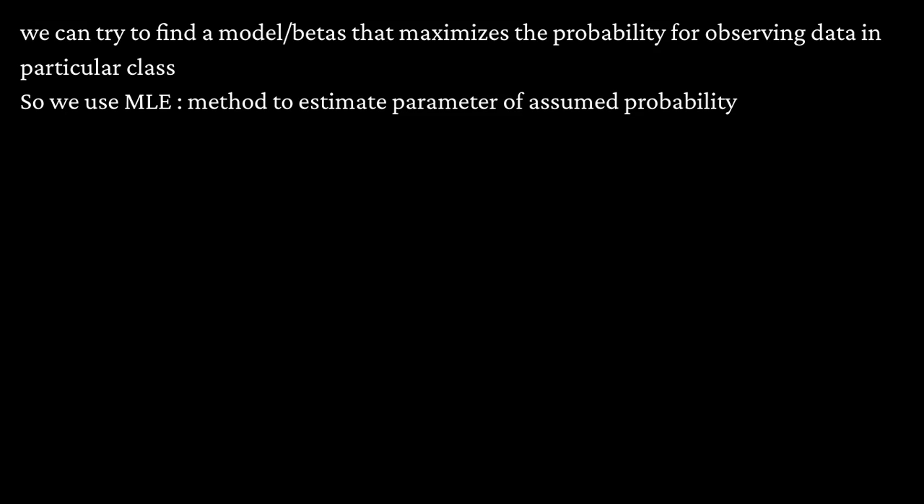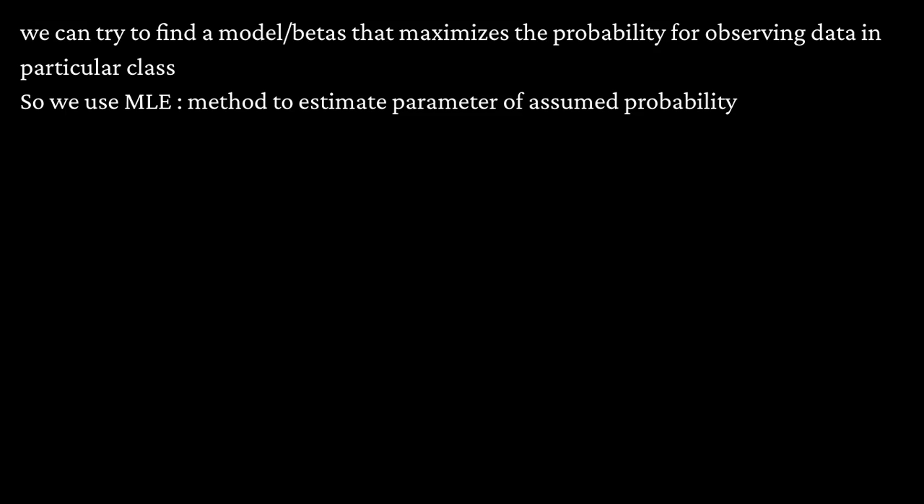So we can use maximum likelihood estimation, MLE, which is the method to estimate parameters of an assumed probability. I will explain this in very simple terms. MLE is an entirely different concept in statistics, and it has nothing to do particularly with logistic regression. So I'm not going to explain the entire MLE in this video, but I will explain it in the simplest way. I will give you the intuition of what we are doing here.